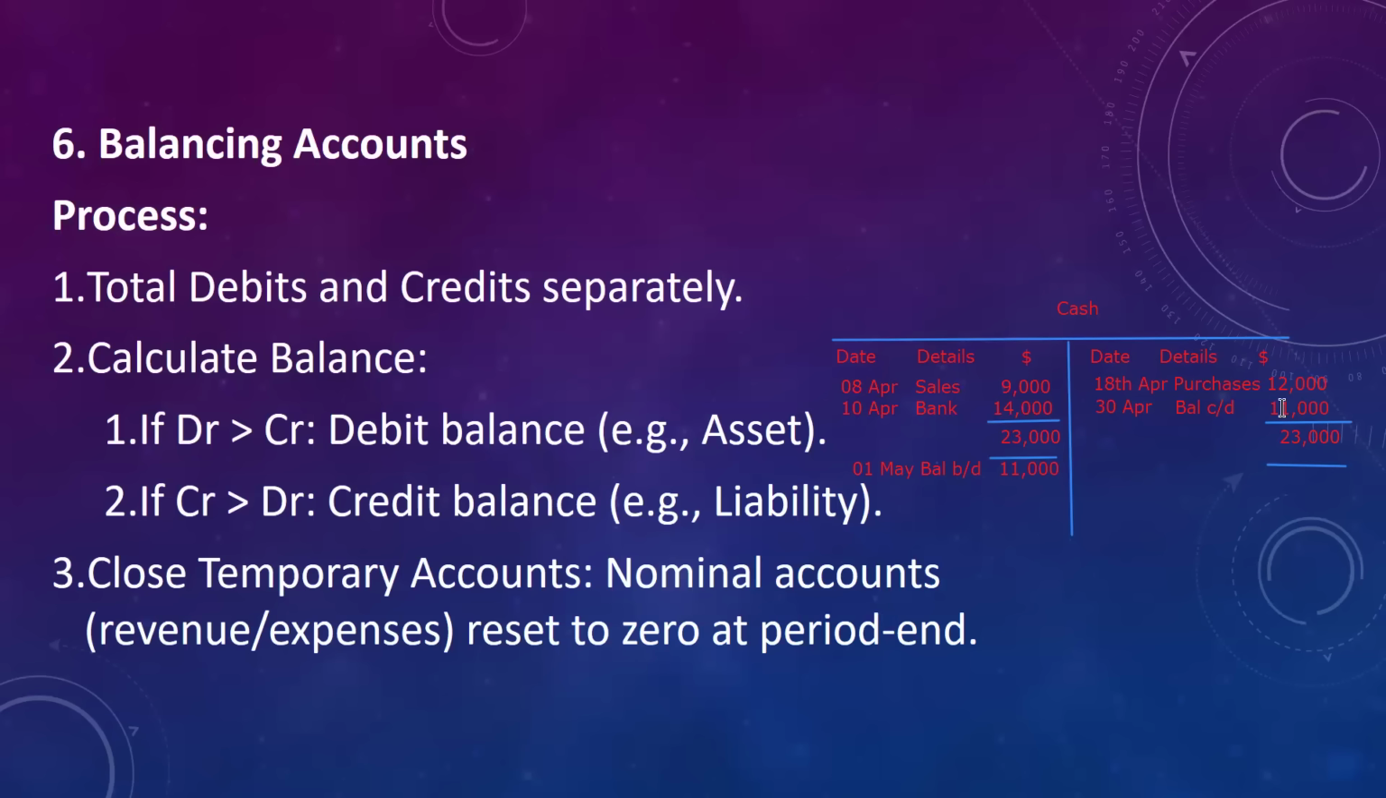Once your debit side is bigger than your credit side, you would have what we call a debit balance. Assets will always have debit balances. Sorry, once your credit side is bigger than your debit side, then you have a credit balance. Liabilities would have credit balances.